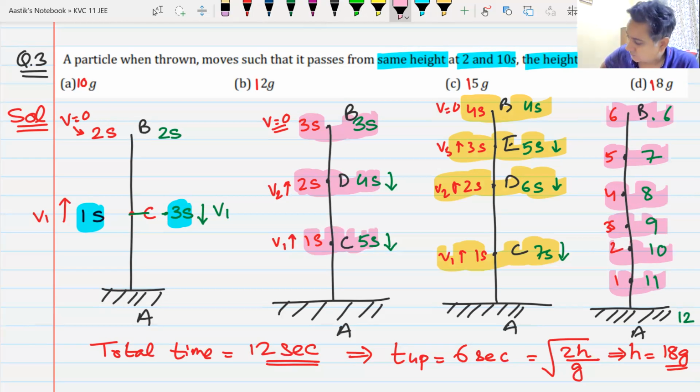Please remember it. Remember, when you throw something up, it will cross the same height twice. Once while going up, once while coming down. And in both the times, the speeds will be same, but velocities will be different. In one case, the velocity is up. In second case, the same speed, but velocity down. Up, down, up, down, and so on.